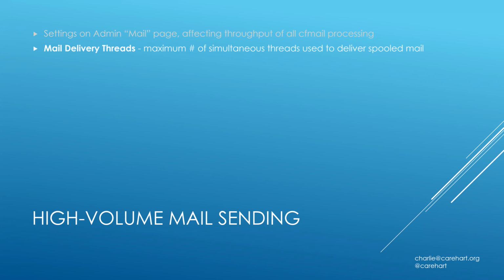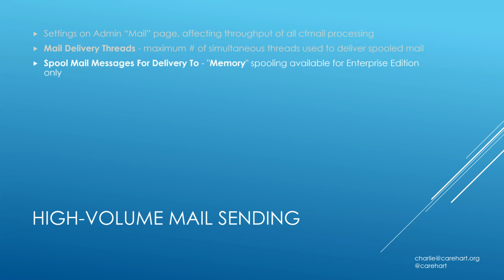For instance, there's mail delivery threads, a maximum number of simultaneous threads used to deliver mail. And people have found that when they've tweaked that to a larger number, if they're sending large amounts of mail, the mail goes out in seconds, where before it took minutes or worse, maybe hours, depending on the volumes you're creating. There's also an option called spool mail for delivery to, and the default is disk.